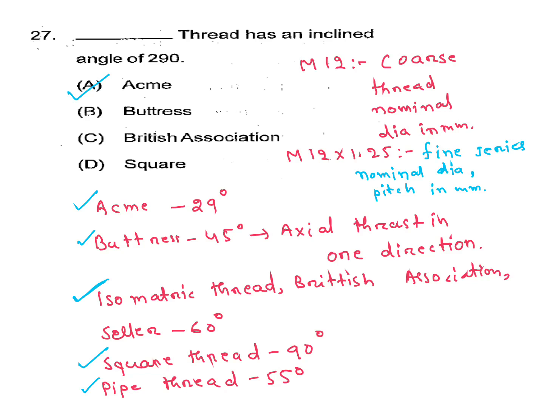Then this is also important, designation of threads. If they write like this, M12, then it represents coarse thread of nominal diameter in mm. If they write like this, M12 into 1.25, then it represents fine series, nominal diameter and pitch in mm. One more thing is important here, trapezoidal thread. Trapezoidal thread included angle is 30 degree.